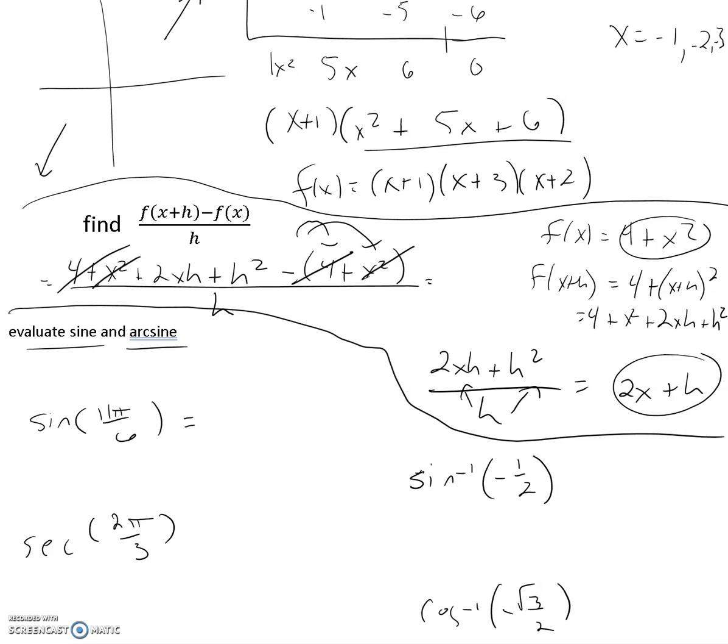Sine of 11 pi over 6, reference angle pi over 6. That's a half. But because 11 pi over 6 is in Q4, we know sine's negative there. Secant of 2 pi over 3, what I'm going to do is find the cosine of 2 pi over 3, take the reciprocal. So that means cosine of 2 pi over 3, that's a pi over 3 reference angle. That's a half, but it's in quadrant 2. So that's also negative 1/2. And then the secant means flip it upside down.